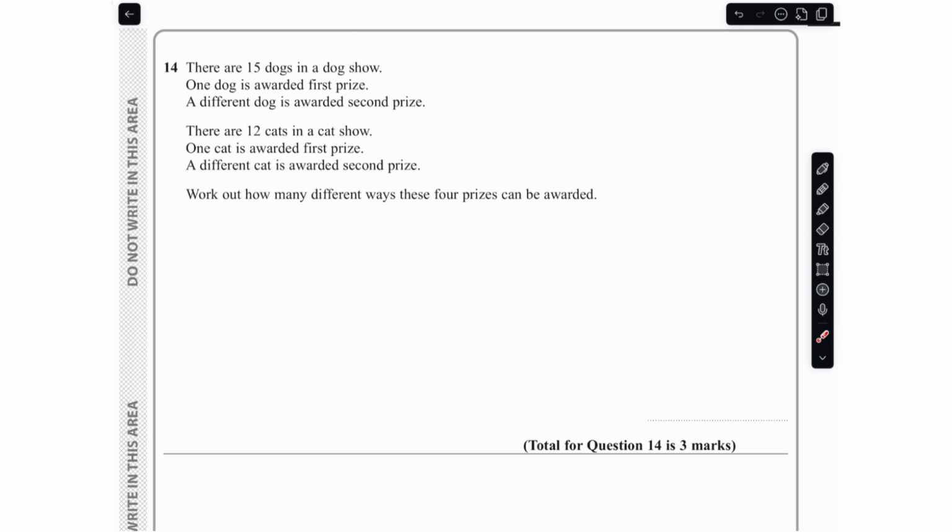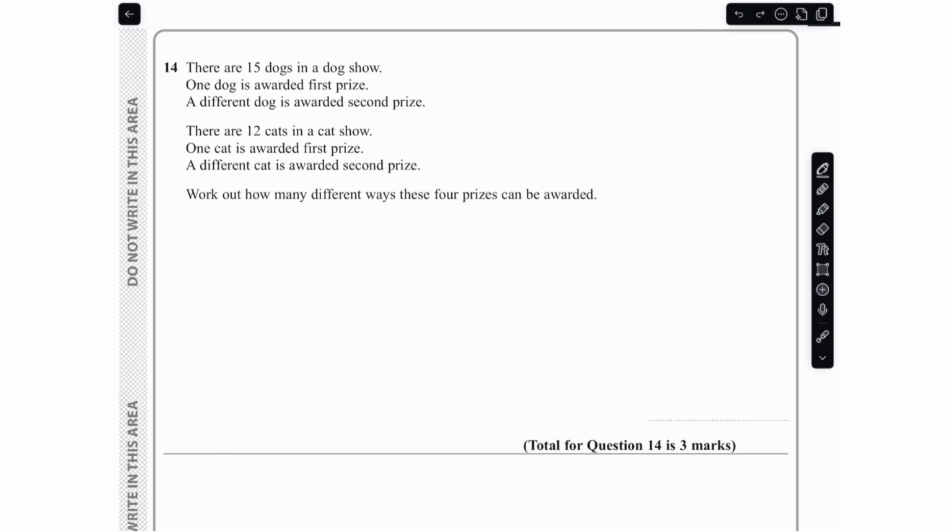In question 14, we are told that there are 15 dogs in a dog show. One dog is awarded first prize, a different dog is awarded second prize. There are 12 cats in a cat show. One cat is awarded first prize and a different cat is awarded second prize. Work out how many different ways these 4 prizes can be awarded.